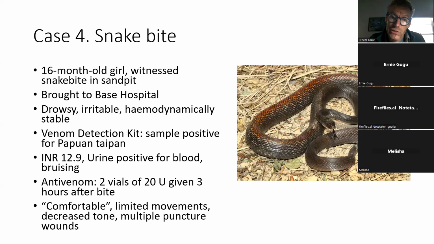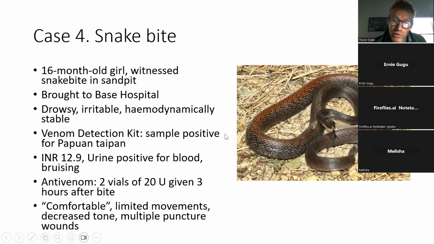So as soon as possible, she was given 2 vials of snake antivenom. And that was about 3 hours after the bite. At that stage, she looked comfortable, but she had very limited movements of her arms and legs. And on full examination, she had rather reduced tone all over, and you could see the multiple puncture wounds on her body, not just one snake bite, multiple.